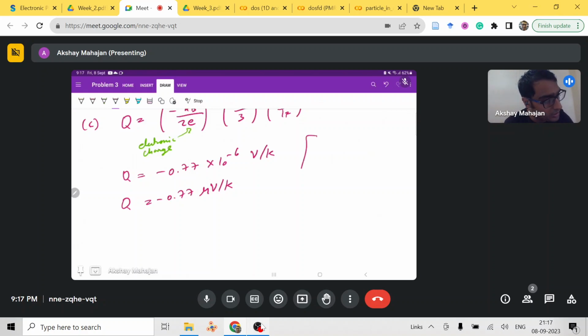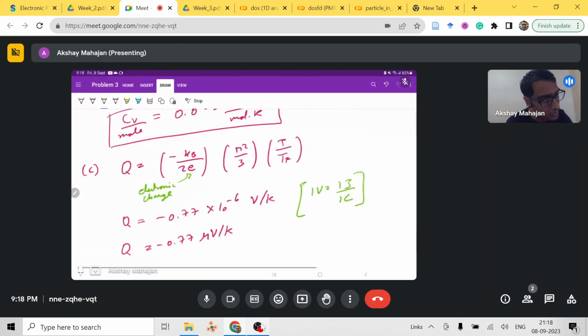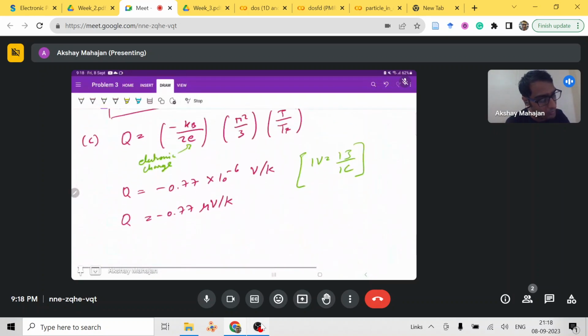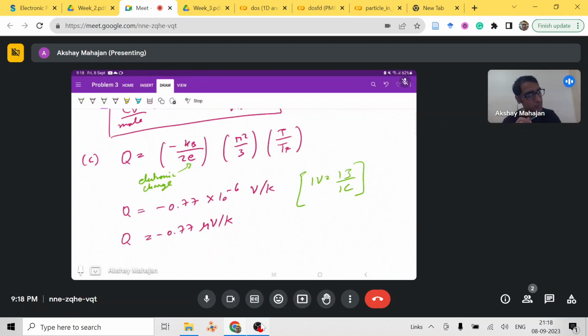And here remember, just to show, what is 1 volt. So 1 volt will come as 1 joule by 1 coulomb. So you have to write your electronic charge, which is in coulomb, 1.6 into 10 to the power minus 19 coulomb, and you will have joule by coulomb, which will be 1 volt. Alright, so this is our Q value that we get from this.